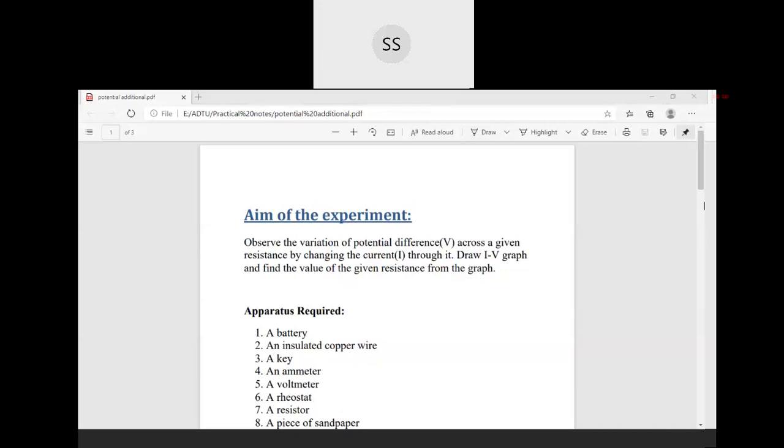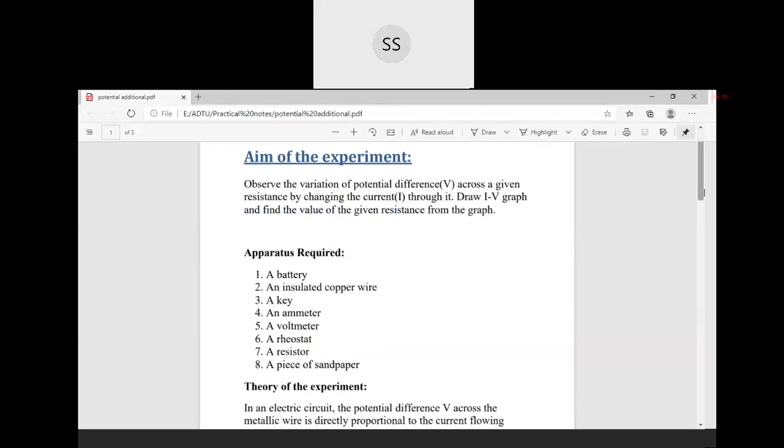these are the apparatus required to do this experiment. First of all, a battery, an insulated copper wire, a key, an ammeter, a voltmeter, a rheostat, a resistor, a piece of sandpaper. These are the apparatus required to do this experiment.